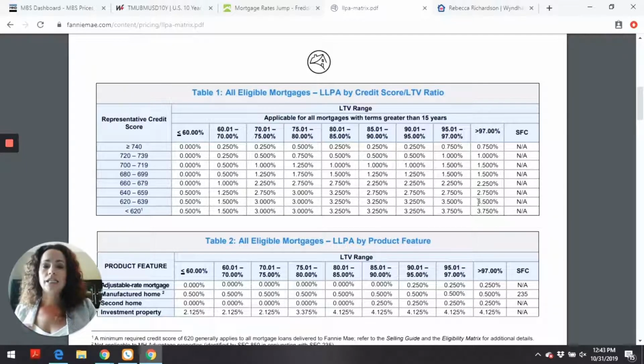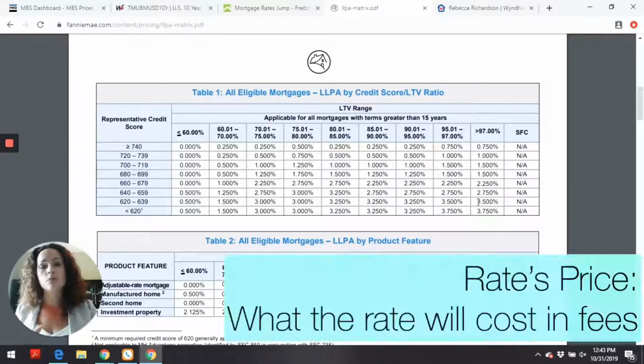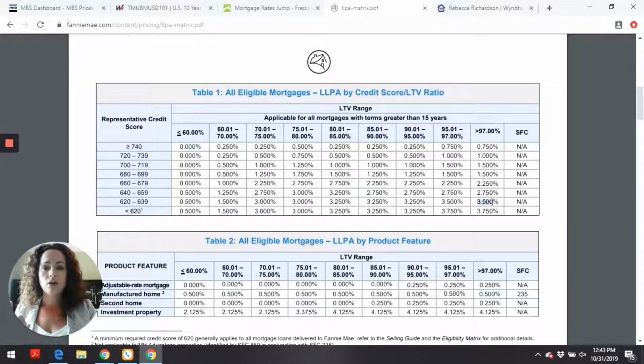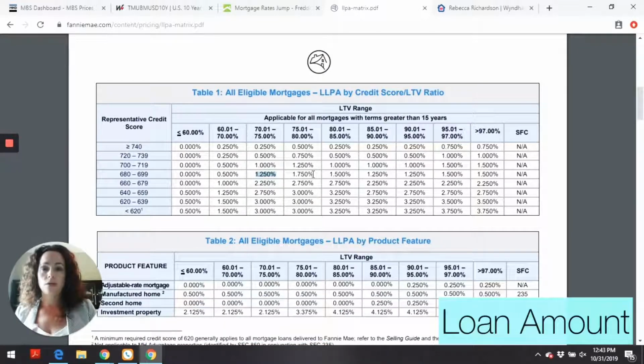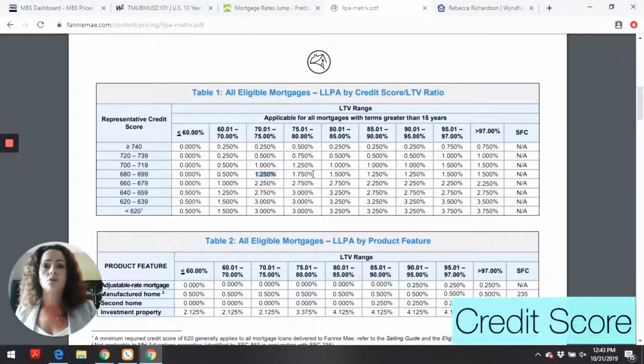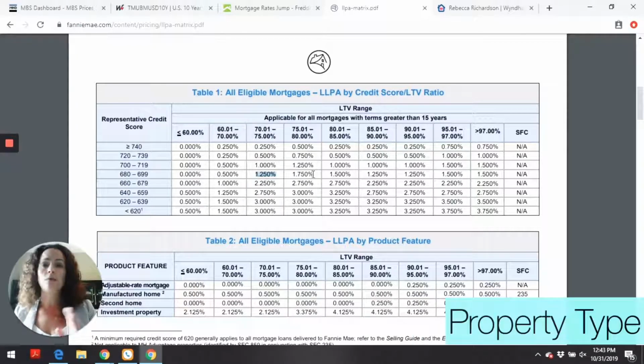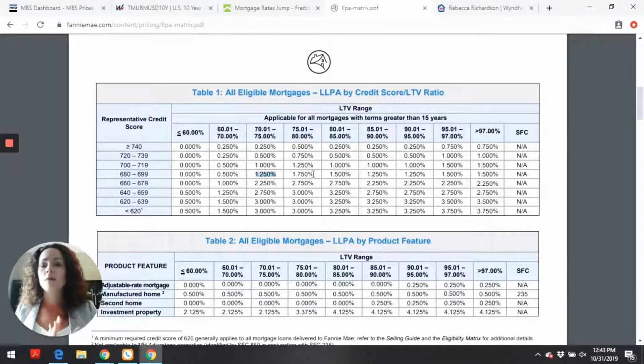So this is not an addition to the interest rate, but it's actually how it's priced, meaning, to have the same rate for this scenario as this scenario, it would cost you more in closing costs, or it would cost a higher rate. There are all sorts of things that can affect rate. It's loan amount, LTV, the down payment, credit score, loan type, property type. All of those things make it very, very customized for your specific loan.